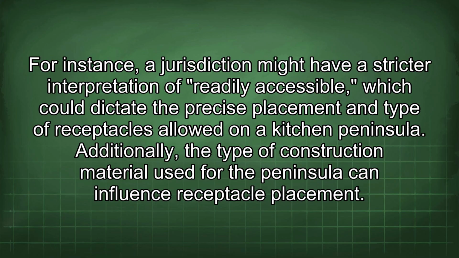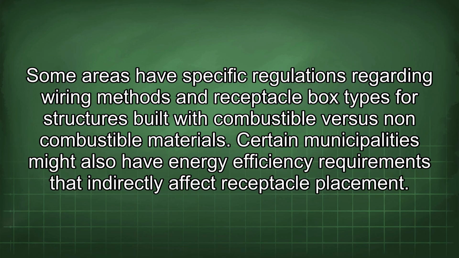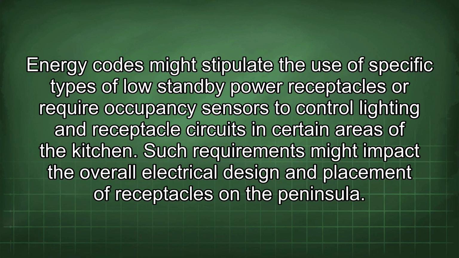Additionally, the type of construction material used for the peninsula can influence receptacle placement. Some areas have specific regulations regarding wiring methods and receptacle box types for structures built with combustible versus non-combustible materials. Certain municipalities might also have energy efficiency requirements that indirectly affect receptacle placement. Energy codes might stipulate the use of specific types of low standby power receptacles or require occupancy sensors to control lighting and receptacle circuits in certain areas of the kitchen. Such requirements might impact the overall electrical design and placement of receptacles on the peninsula.